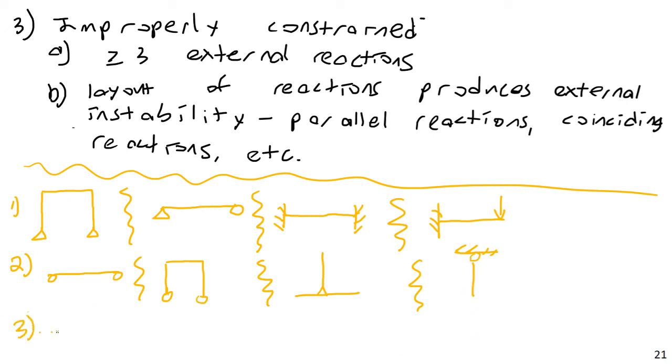And then 3, improperly constrained, we've already discussed these. This would be things like the parallel rollers, like this, where they're not going to be able to resist forces in the horizontal direction, or the kind of system we would have here, where the 3 rollers' reaction forces all pass through the same point. Each of those would be improperly constrained frames, in the sense that you do have enough forces, if deployed properly, to completely immobilize the frame, but you just don't have them properly laid out.